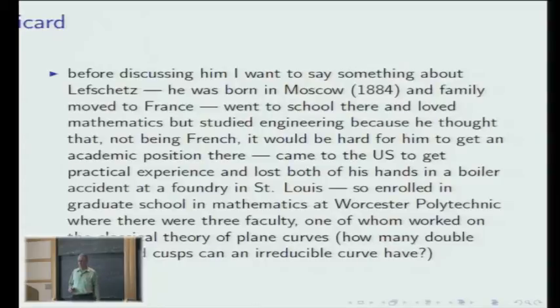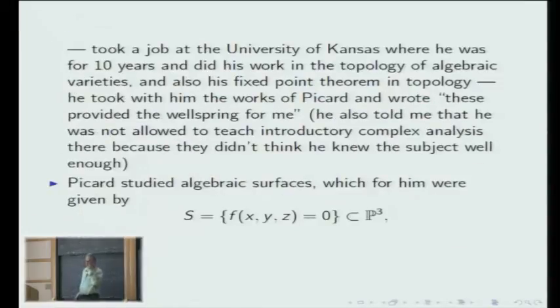He went to school at Worcester Poly in Mass, a small school. They had only 3 faculty, one of whom was a student that came out of the classical algebraic geometric school of studying plane curves. Lefschetz's thesis problem was how many double points and cusps can an irreducible plane curve have? An old problem in algebraic curves. He took a job at the University of Kansas, and he was there for 10 years. That's where he did his work on the topology of algebraic varieties, which I'll say a little bit more about, but I think is fairly well known. It's also where he proved the fixed point theorem that you heard about earlier today. Interestingly, he was not allowed to teach complex variable at the University of Kansas because they said he didn't know the subject well enough, didn't trust him with it.